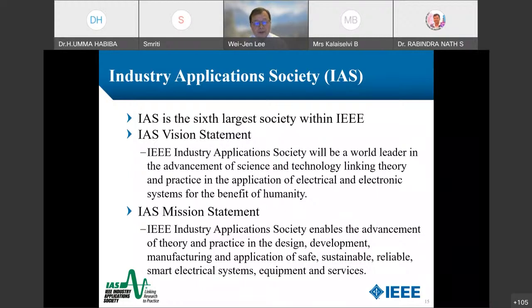We have more than 14,000 members. Because our name carries industry application, it's a world leader in the advancement of science and technology, the theory and the practice. So if you try to write a paper and submit to the IAS, it's very important that you link the theory to the practice. It's an important part, and the mission is that we re-emphasize theory and practice.